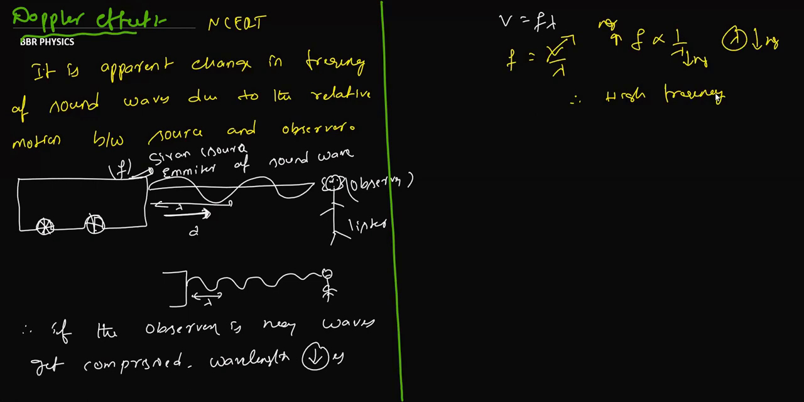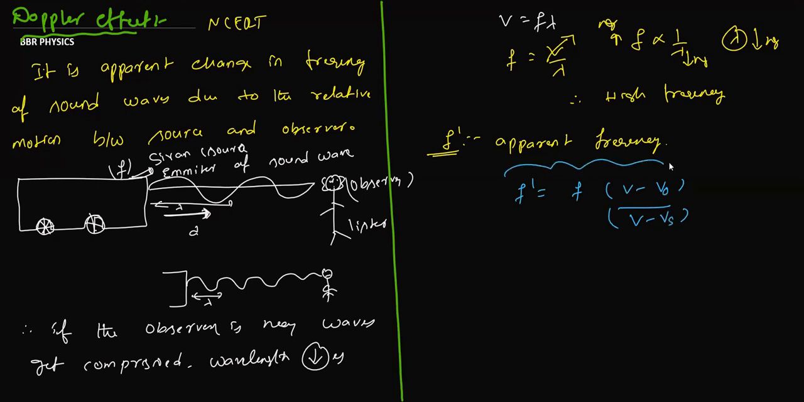That change in frequency is called apparent frequency. Now, to calculate the apparent frequency, F dash, we are going to go with one standard formula. F dash equal to F into (V minus V naught) divided by (V minus Vs). This is a universal formula to solve any type of numericals in the Doppler effect, in a number of cases. Here F dash is called the apparent frequency.